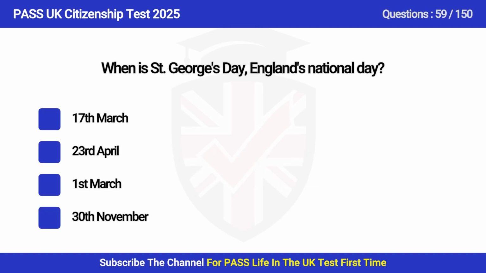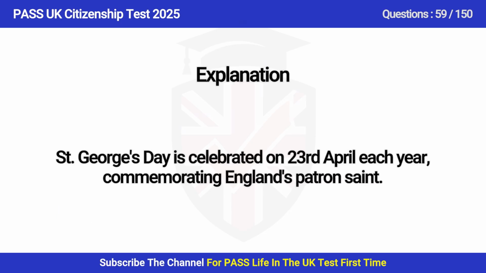Question 59. When is St. George's Day, England's National Day? A. March, B. April, C. March, D. November. Answer is B. April. St. George's Day is celebrated on April 23 each year, commemorating England's patron saint.